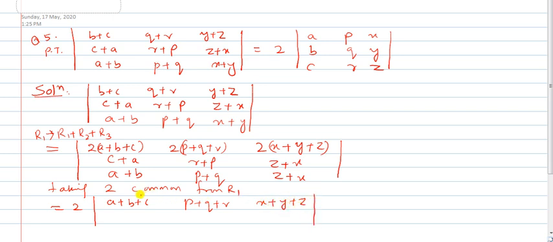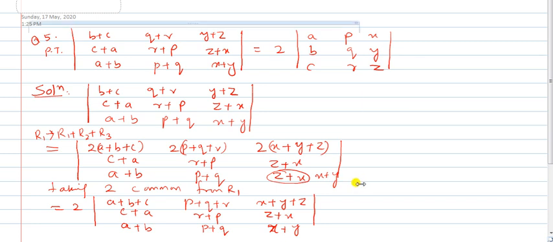Next in the second row, C plus A, this is R plus P, and this is Z plus X, this is A plus B, this is P plus Q, and this is, okay, I'm missing something. Okay, this one is wrong, I have written. Actually this is X plus Y. So here it will be X plus Y, right? Now let us proceed for the solution.